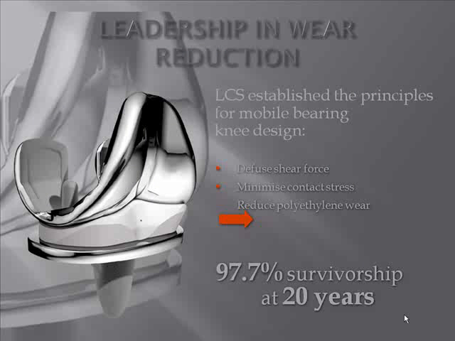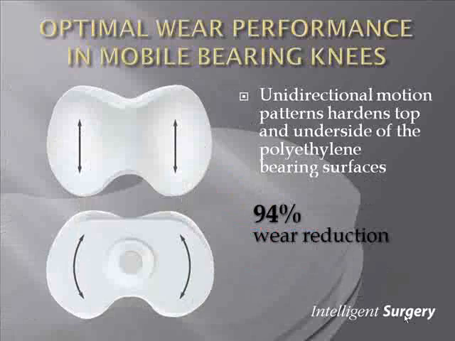But I would draw your attention perhaps to the New Jersey experience and the LCS knee, which established the principles for mobile bearing knee design in a monodirectional design, diffusing shear forces, minimizing contact stress and reducing polyethylene wear, with pretty good results at 20 to 25 years. If you then look at why that happens, it's because you have unidirectional motion patterns which harden the top and underside of the polyethylene bearing surfaces and will reduce wear in vivo.